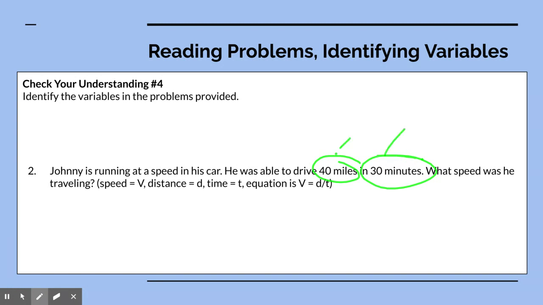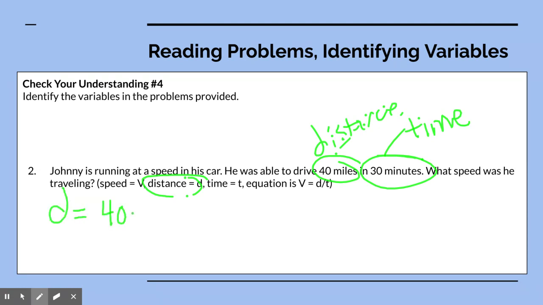So let's link these up. Here's our distance, and then here's our time. And then we're given this. So distance is our D symbol. So D is equal to 40 miles. And then time is T, and T is equal to 30 minutes.